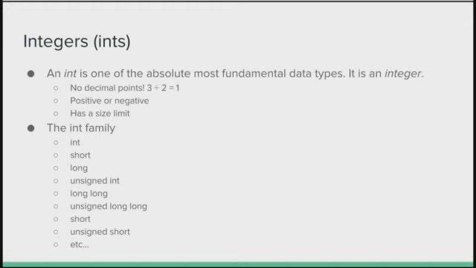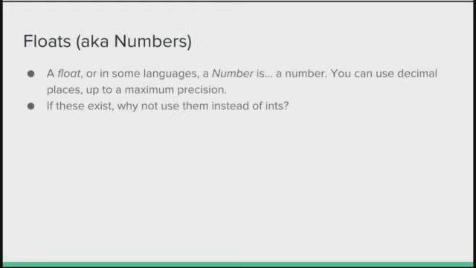It's not rounded down. It's just cut right off, and that's called truncation. Now, what if you do want a decimal point? You can use a float. In some languages, they call these numbers. And in some languages, you don't have ints. You just have numbers, and that's it. You're stuck with floats. And it's a number as opposed to an integer.